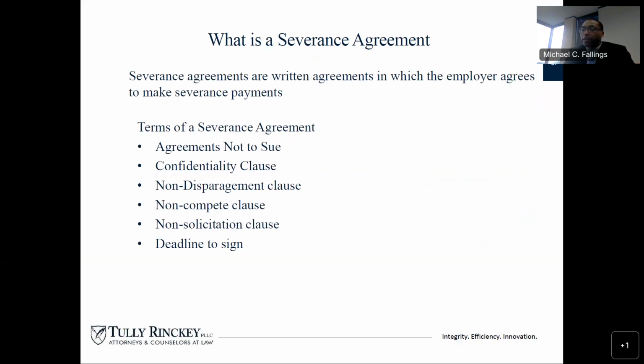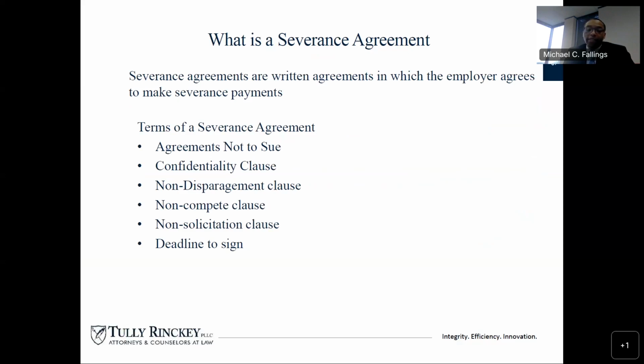of clients I have. With regards to the agreements not to sue, this means that the employer is conditioning the payment of severance to the employee if the employee agrees not to sue the employer based on any specific allegations that the employee may have. Typically, the employee is agreeing to waive their rights to bring claims against the employer to agree to severance.